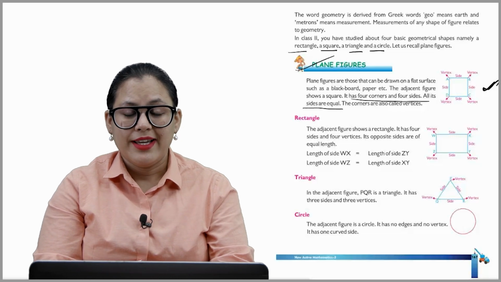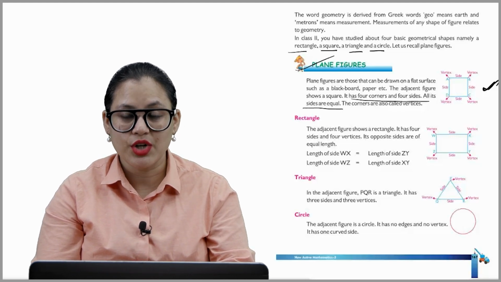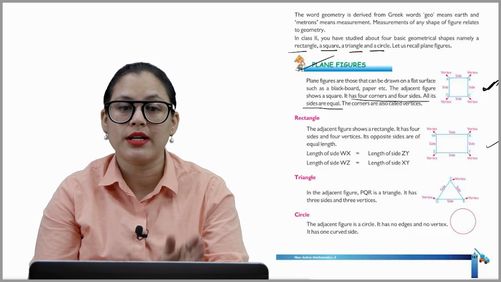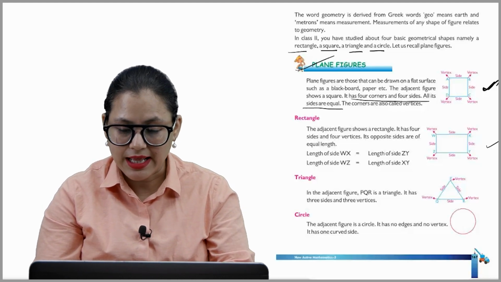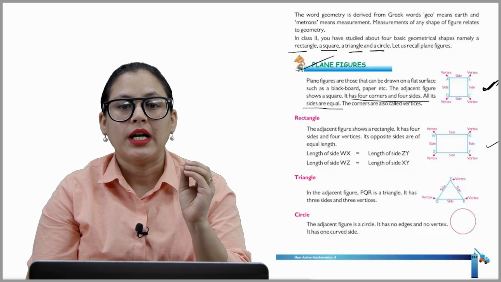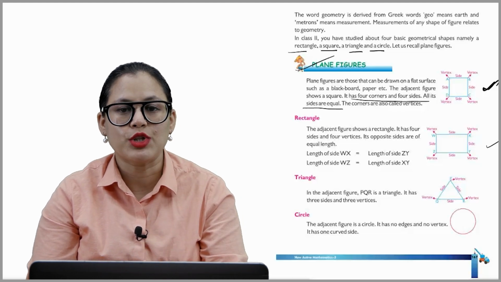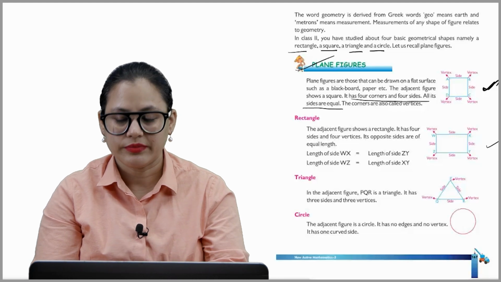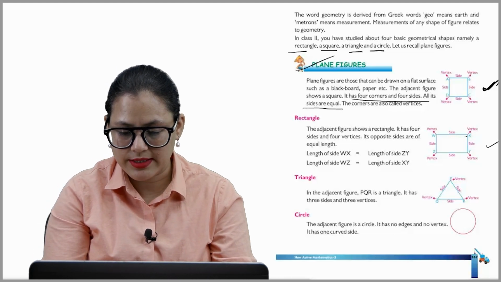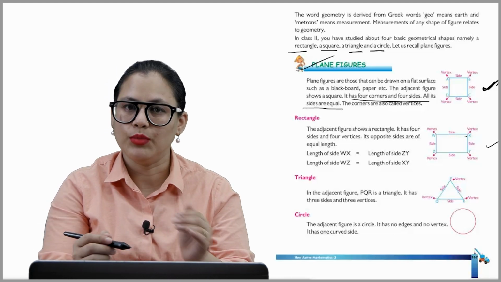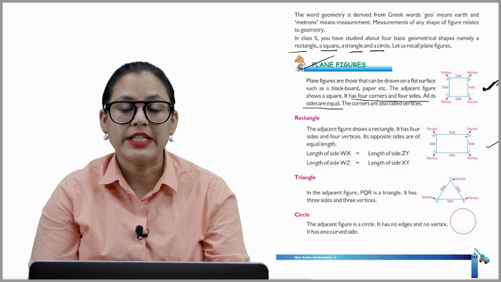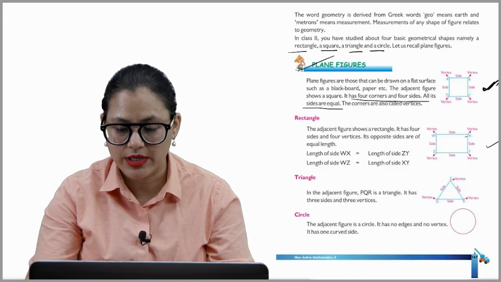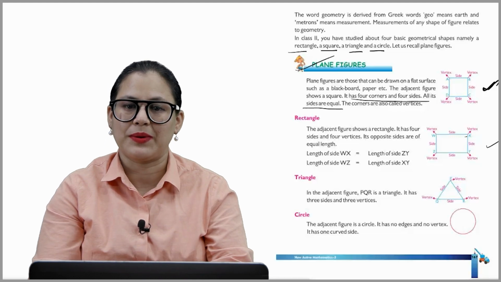Next, rectangle. The adjacent figure shows a rectangle. It has 4 sides and its opposite sides are of equal length. That means length of side WX is equal to length of side ZY. WX and ZY both are equal in length. Similarly, length of side WZ is equal to length of side XY.